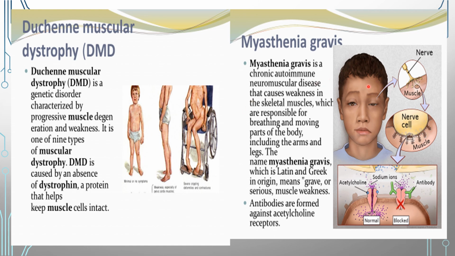This is a diagram showing you myasthenia gravis. Myasthenia gravis is an autoimmune disease in which antibodies are formed against the acetylcholine receptors. Therefore, these receptors are blocked, and nerve transmission is blocked. So there is a weakness of the skeletal muscles, especially shown as ptosis, and the breathing muscles are also affected.